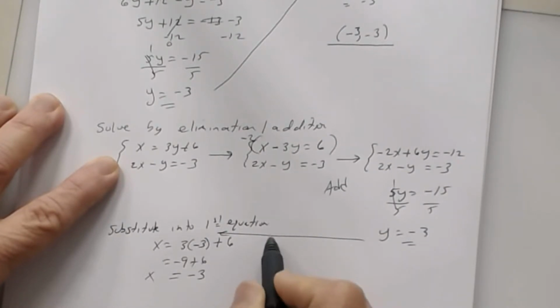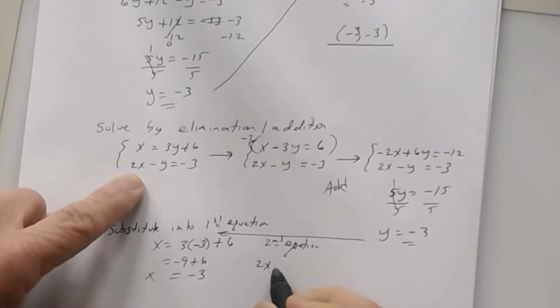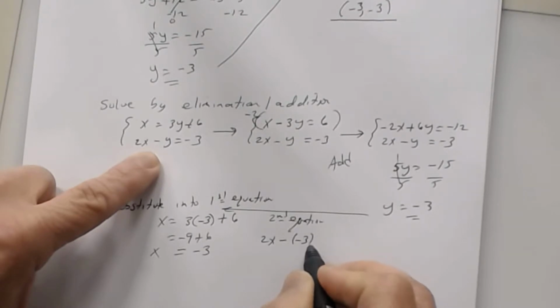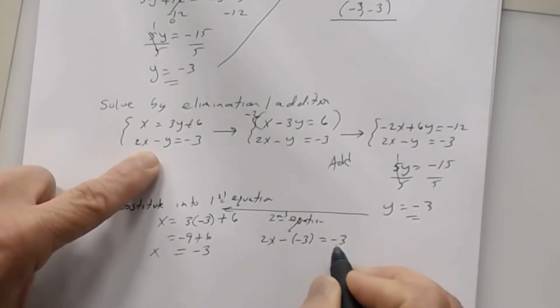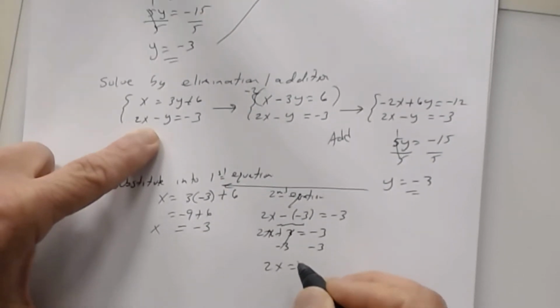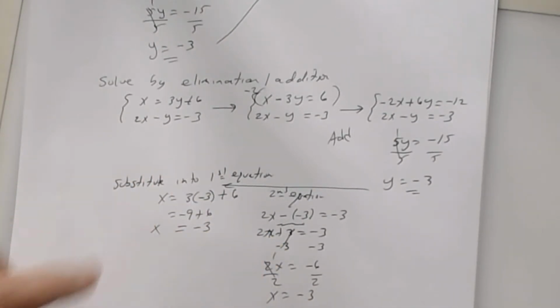If you want to use the second equation instead, you would still get the same thing. Notice what you would get, though. You would get 2x minus y. What's y here? Negative 3, in parentheses, equals negative 3. So this becomes 2x, subtract negative 3 becomes what? Plus 3 equals negative 3. Then subtract 3 from both sides. I get 2x equals negative 6. Divide both sides by 2. Notice I get x is still what? Negative 3. So it does not matter which equation you use.